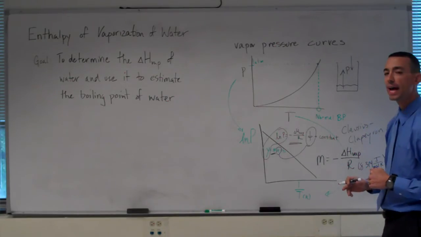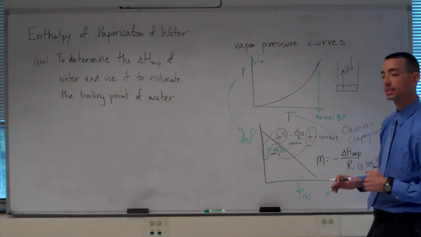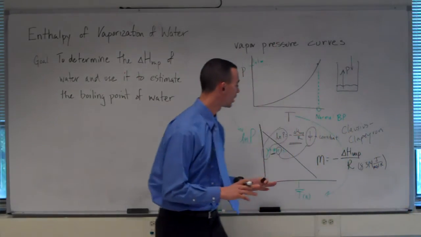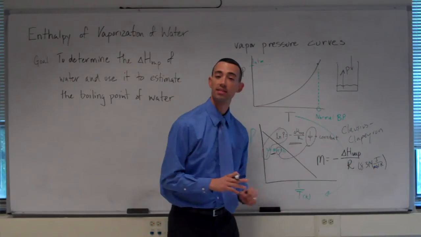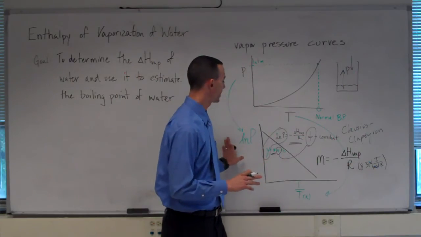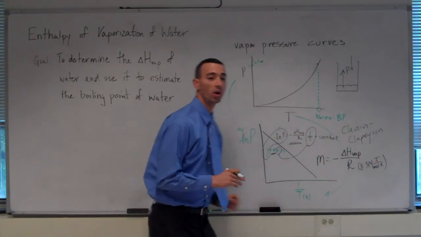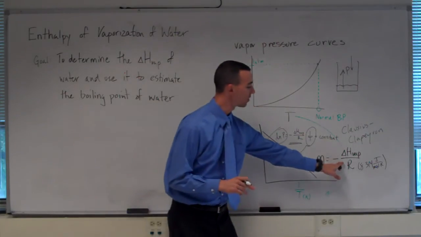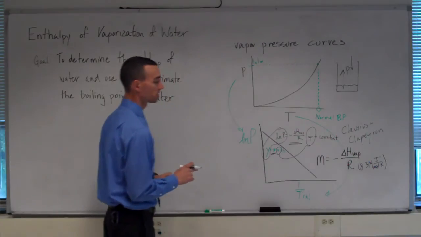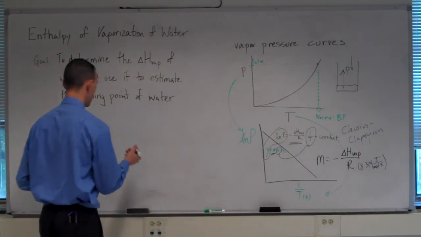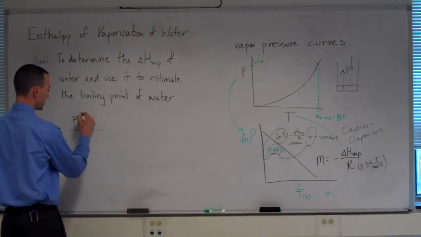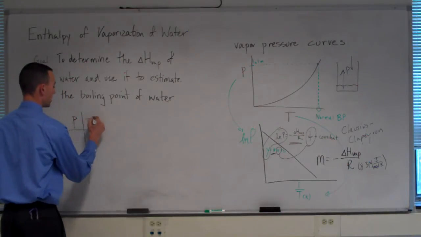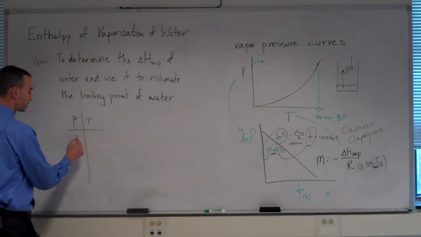So today in lab, what we'll want to do is collect the vapor pressure of water at a variety of temperatures to make this graph. And when we make this graph, we'll be interested in the slope because we can simply solve from the slope for the enthalpy of vaporization. So your data will be quite simple. You'll have two columns of data when you leave the lab today: pressure and temperature.